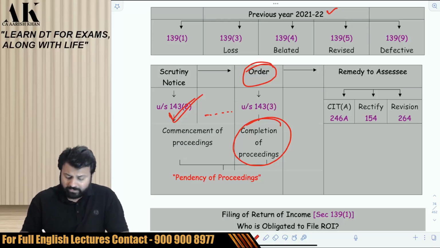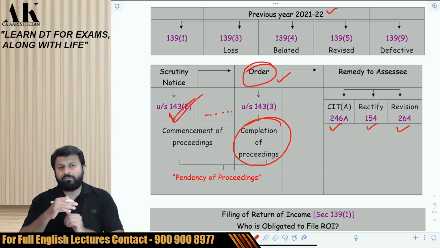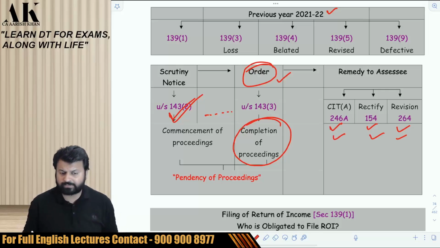Okay. Now, once the order is passed, if you're not satisfied with the order, then you have three options in life. First option, you can go for an appeal to CIT(Appeals). Second option, you can go for a rectification under 154. Third option, you can go for a revision under 264. You can go for either of them depending upon the facts and circumstances of every case. Okay. We will talk about them one by one whenever we open these particular discussions.